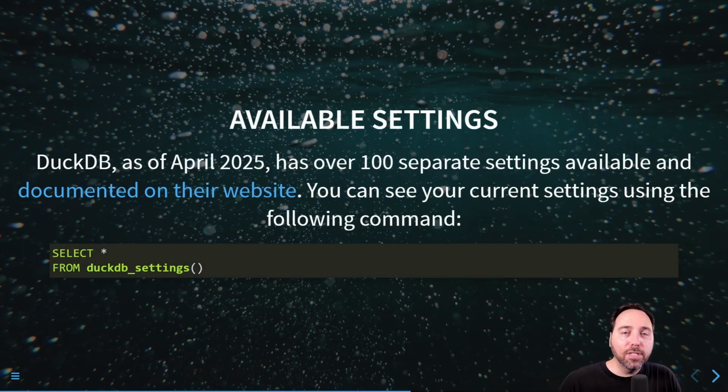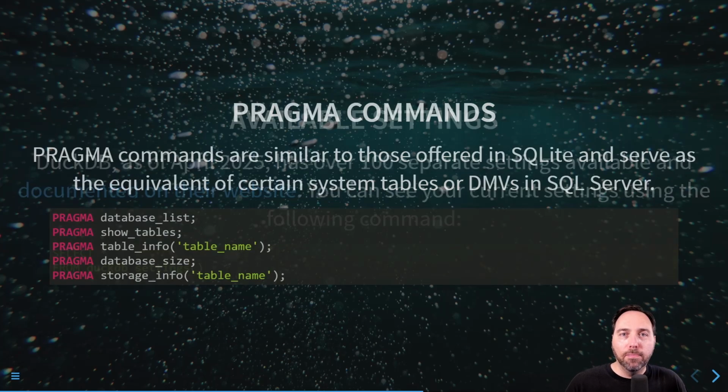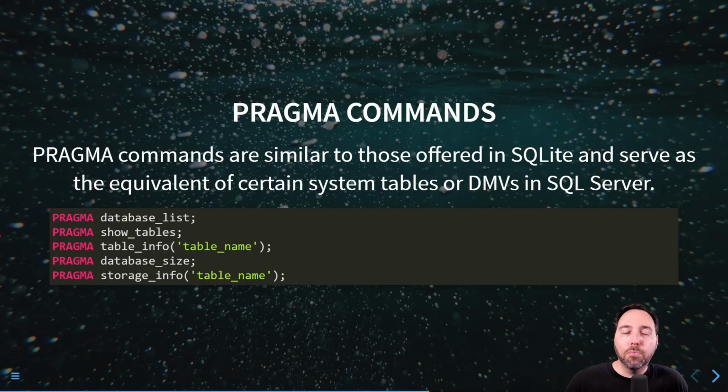DuckDB does have over 100 separate settings. You can get them all at duckdb_settings as a function. Pragma commands are very similar. They follow a similar format to what we do in SQLite. And they are kind of the equivalent of system tables or DMVs in SQL Server. So there's a pragma to list your databases, to show your tables, to list table information given a specific table name, database size, how you're storing the data, and so on. These are easy ways of getting metadata about your tables and your databases.